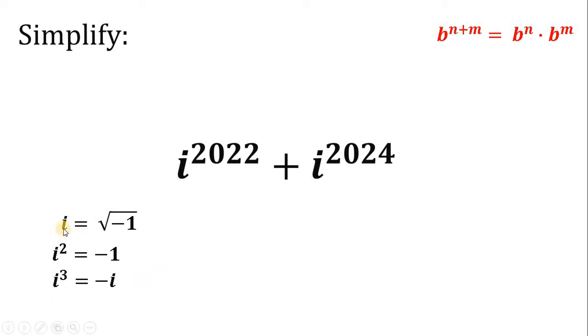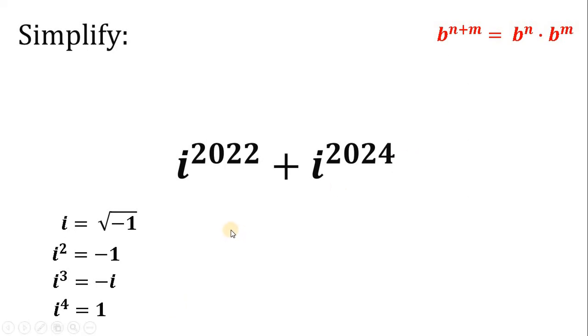So, if we have i means square root of -1, i squared is -1, i cubed is -i, and how about i raised to the 4th power? So, let's multiply both sides again by i. Now, the left-hand side is just i raised to the 4th power, and the right-hand side is just -i squared, and we know i squared is -1. Now, negative of -1 is just +1. Now, we can see some patterns here.